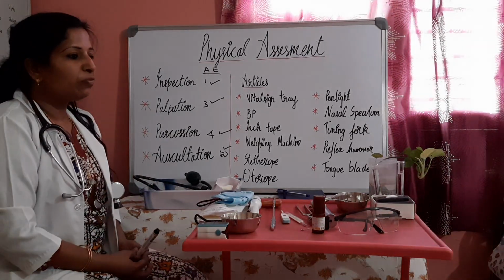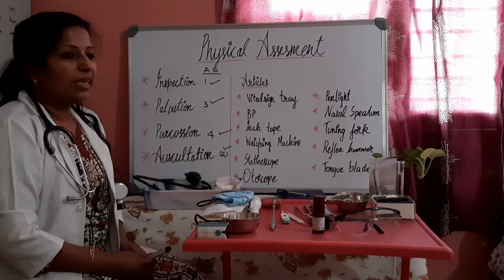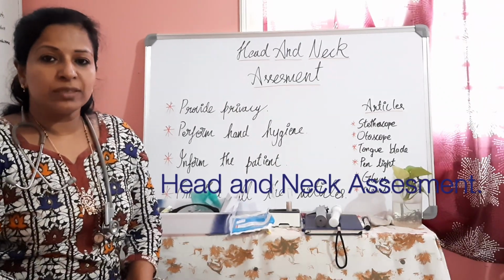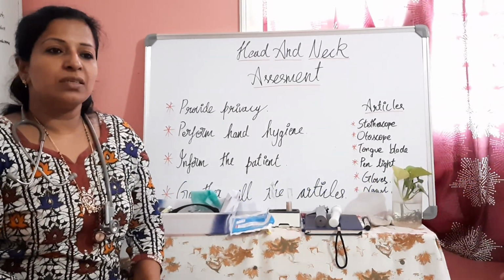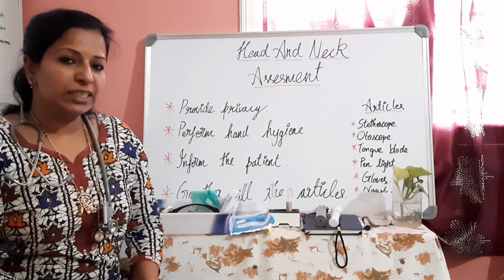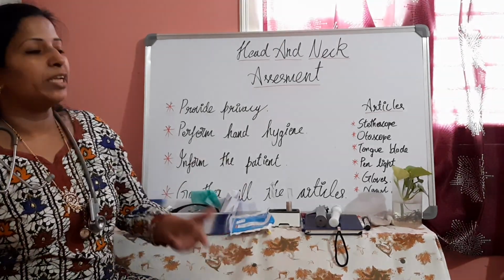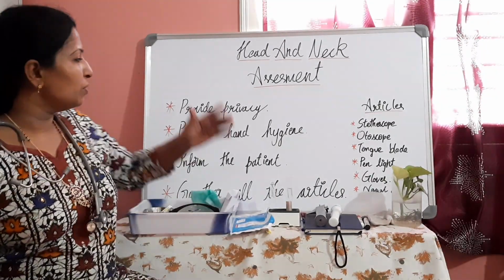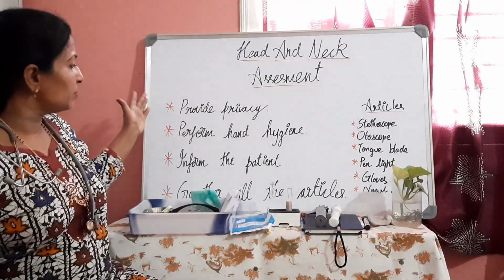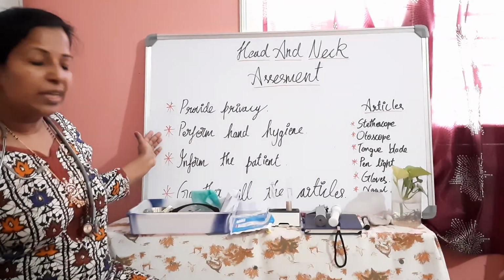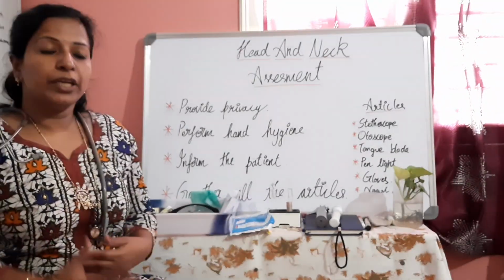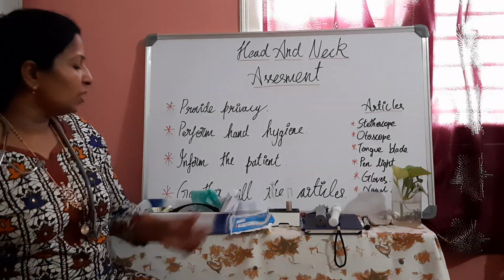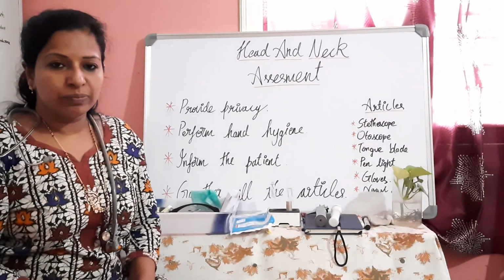So let us see the first assessment of today, the head and neck assessment. Head and neck assessment is very important as part of assessment, because there are very important features located in the head and neck. So before going into assessment, what is the preparation to be done for the patient? Firstly, you have to provide privacy for the patient. Secondly, you have to perform hand hygiene. Thirdly, you have to inform the patient and get the permission or consent from the patient. Lastly, you have to gather all the articles in the patient cabin.